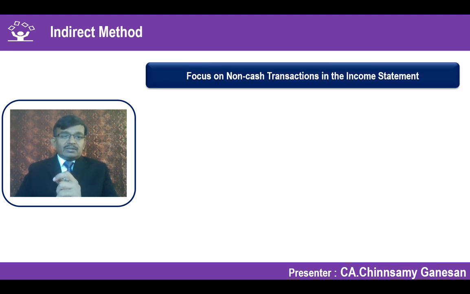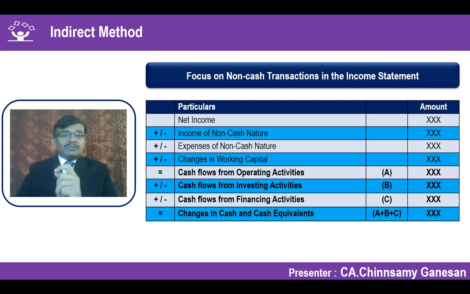In the indirect method, the concept itself focuses on identifying the non-cash transactions in the income statement and adjusting those items, starting from the profit as per the profit and loss account. So net income is nothing but the profit or loss for the year, and you are adjusting the income or loss relating to non-cash nature, and then you are adjusting for the changes in working capital.